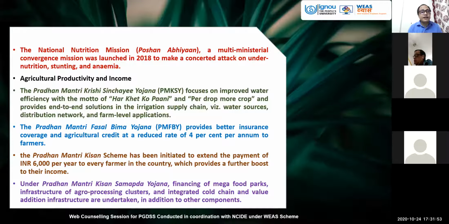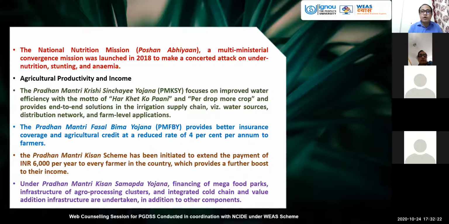Then we have another scheme, the Pradhan Mantri Kisan Sampada Yojana, that opens a door for farmers to showcase their product in the mega food parks. It means developing infrastructure to showcase their product, and that infrastructure includes agro-processing clusters, integrated cold chain and value addition infrastructure, undertaken in addition to other components.